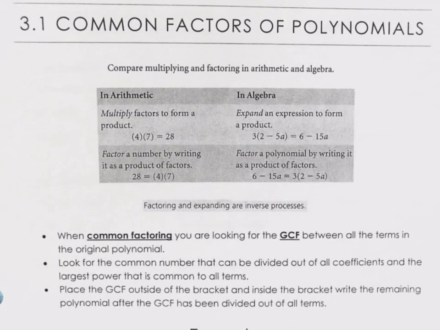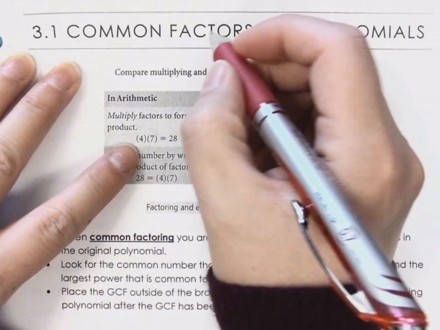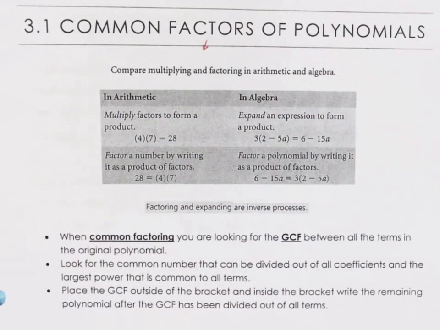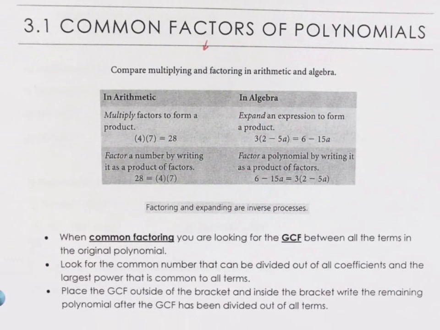Okay, common factoring. So when we talk about factors, we're talking about numbers that multiply together to give us a desired number. Like the factors of 21 are going to be 1 and 21 and 3 and 7. Does that make sense to everybody? So it's all about multiplying.